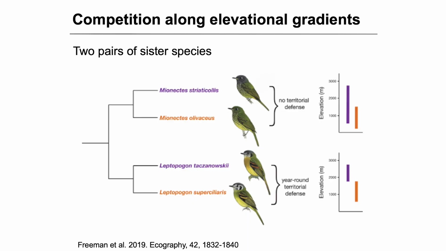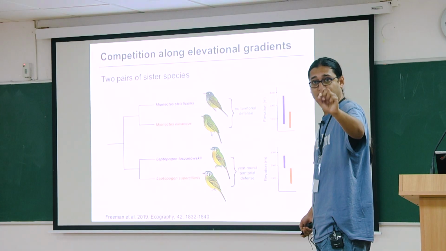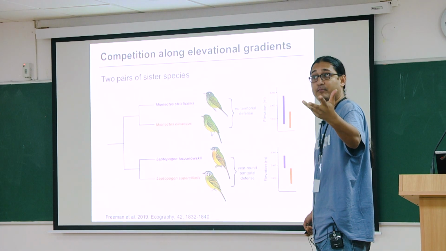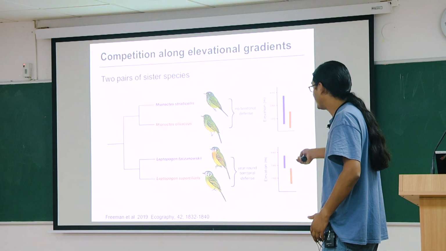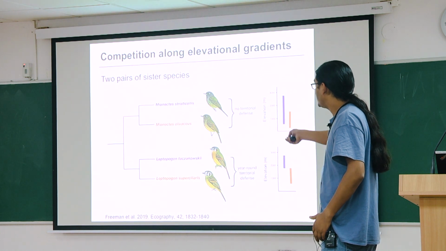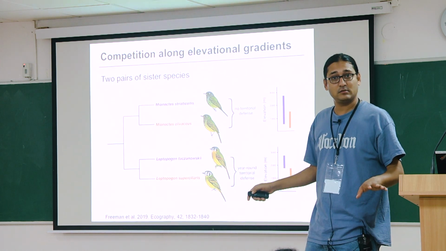Interesting recent study that came out only last month. This is about two pairs of sister species, so very, very closely related species. These two are sister species, which means they share a common single ancestor. Right? They're very, very close, most closely related possible. These two are another pair of sister species. These two species do not defend territories.